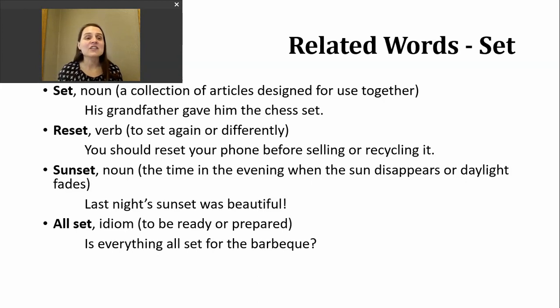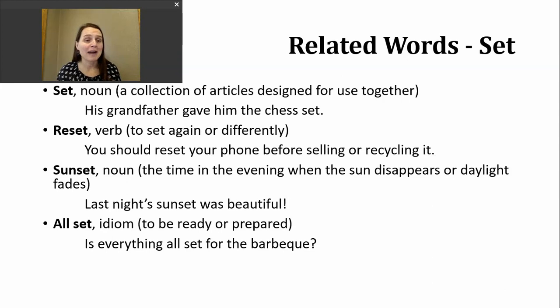Finally today, let's look at a few words that are related to our verb of the day, set. The first related word is just the noun form of this word. It's the same spelling, same pronunciation. It could mean a collection of articles designed for use together. So sometimes you'll hear a jewelry set. So if the earrings and the necklace sort of match or go together, that could be one example. Here's another example in this sentence. His grandfather gave him the chess set.